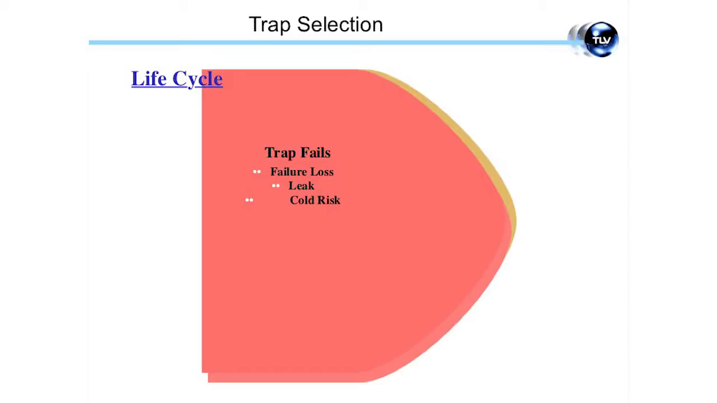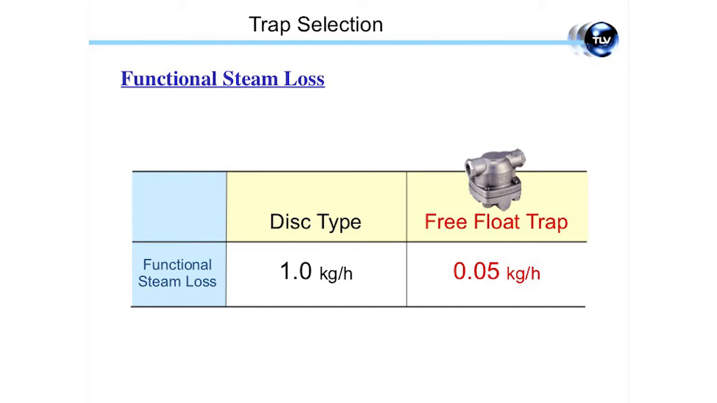A trap has a life cycle. Initially, we start and we buy the trap and we install it. Then we use it. All traps have a leakage, an inherent leakage in their operation. Some are more than others. At the end of the cycle, the trap's failed, we've got losses now. There is a problem there. And the cycle keeps repeating.